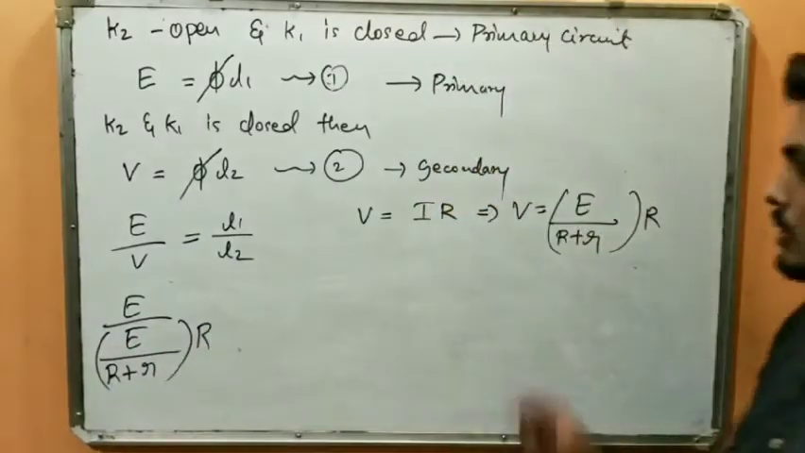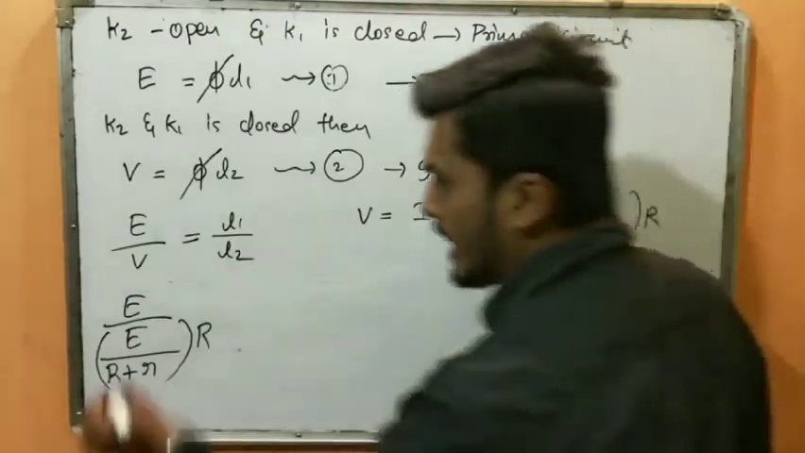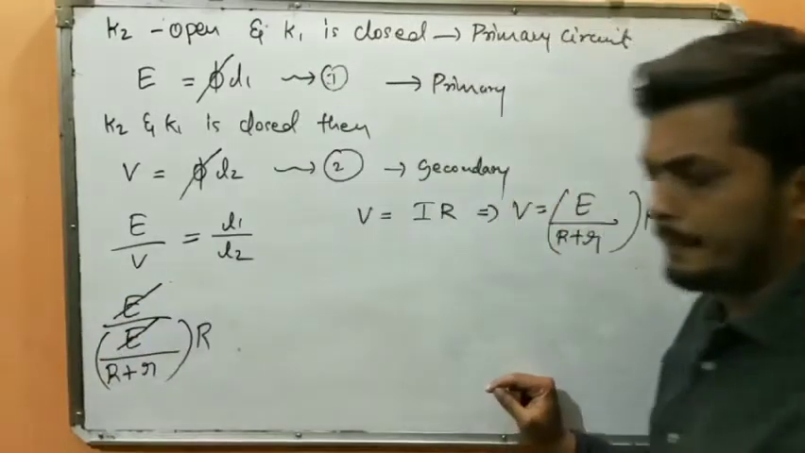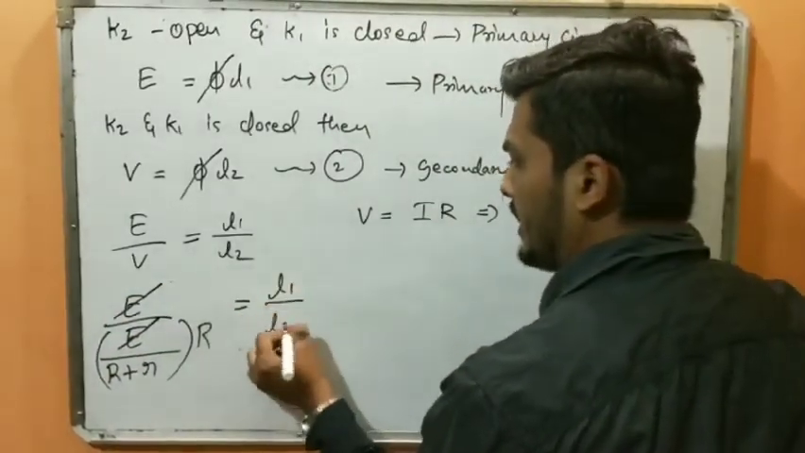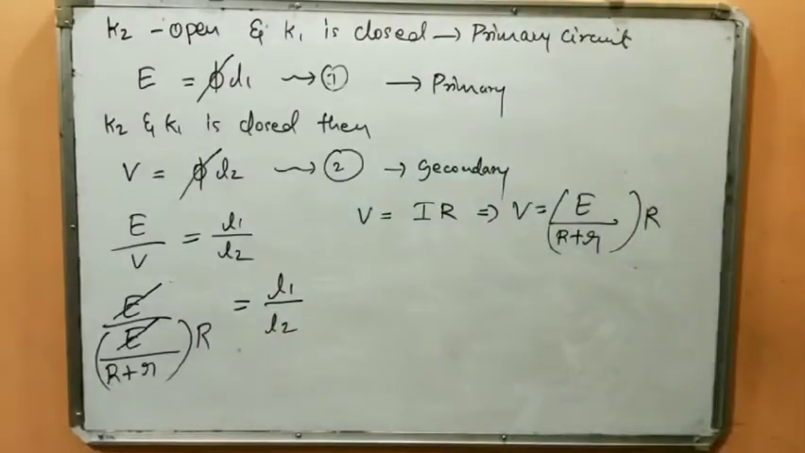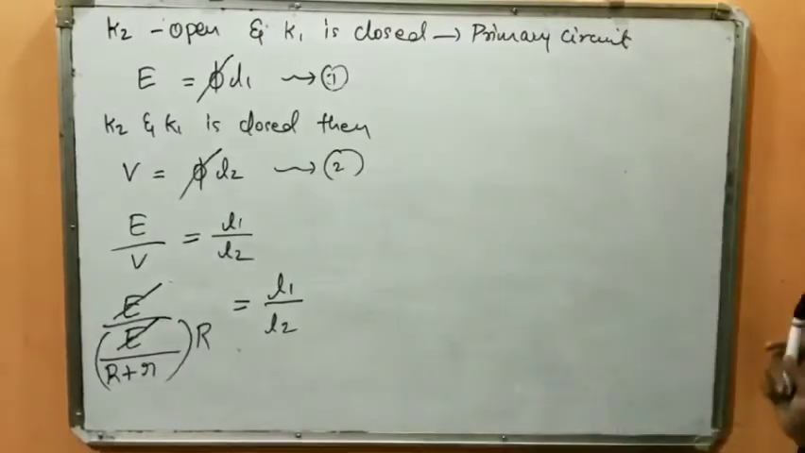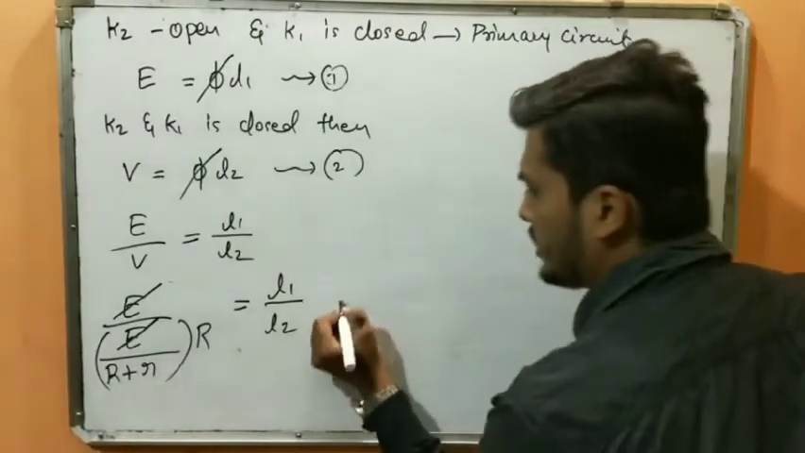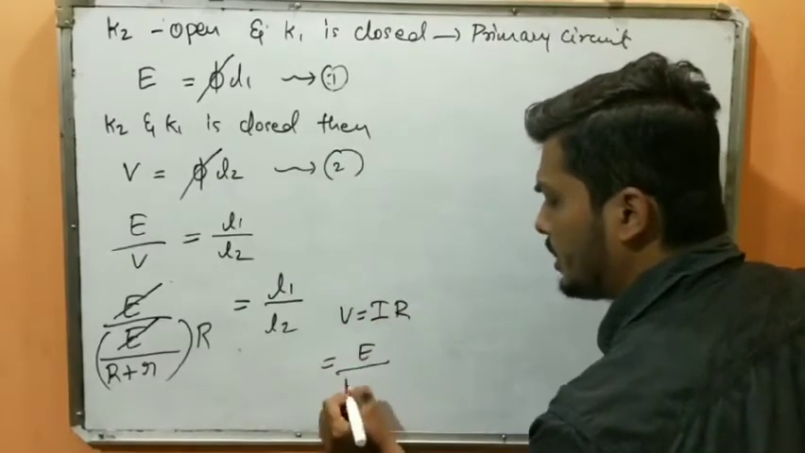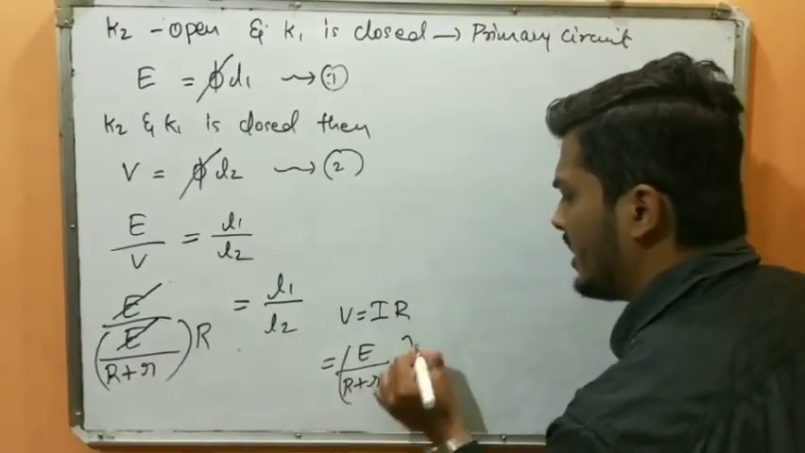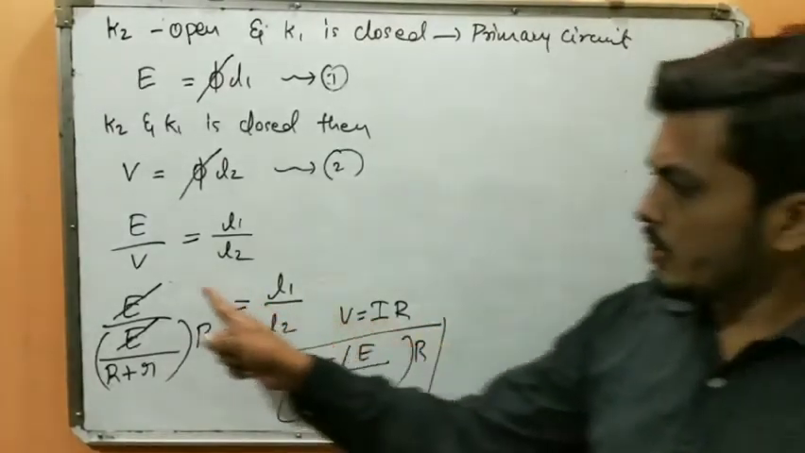So instead of V, I have simply substituted this expression. From this I can cancel E with E. So what will be here? This will again be L1 by L2. I'll erase this. You can write the reason here: V equals IR, if you want, and I equals E divided by R plus r. Now I have cancelled E with E.